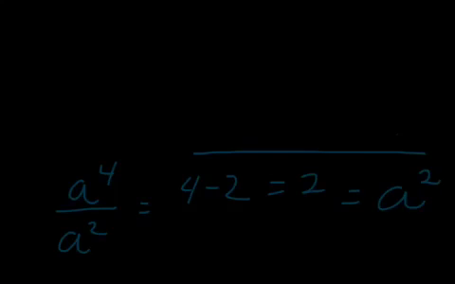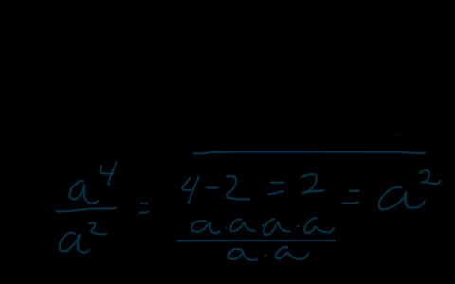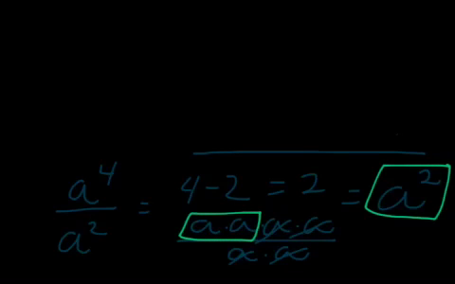Remember, we write it out the long way, and then we cancel, which is where we get our a to the 2nd. We're going to subtract the exponents.